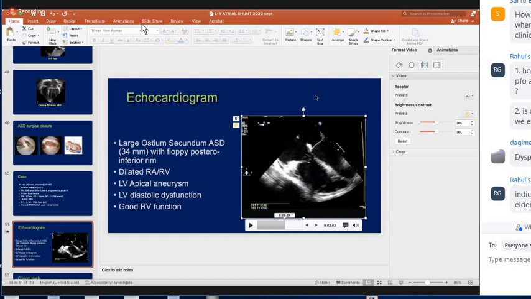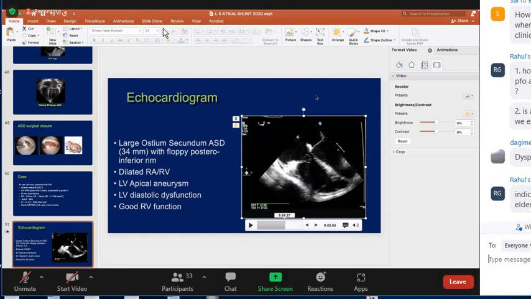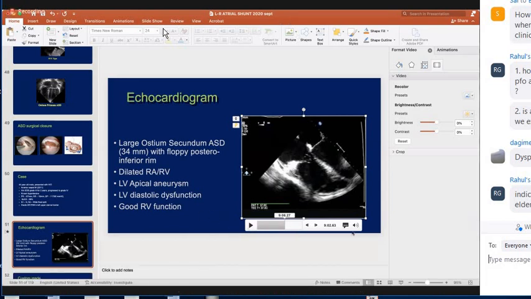So dysplastic tricuspid valve. Indications of ASD closure in elderly. Okay, good questions are there.